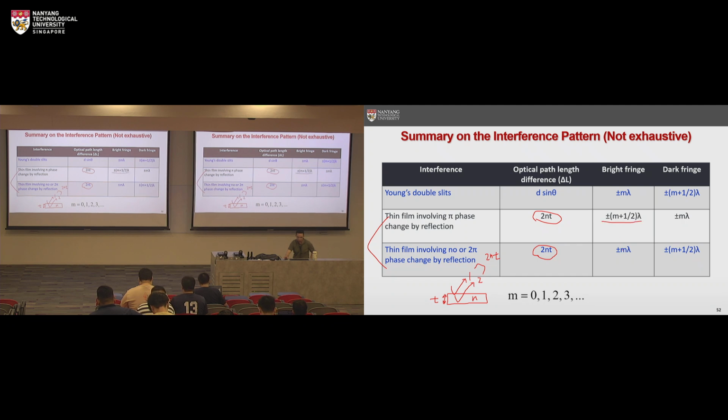But for bright fringe and dark fringe, it is a bit different. If your phase change is 0, then 2nt equals mλ for bright, and (m + 1/2)λ for dark. If your phase change is π initially, then 2nt equals (m + 1/2)λ for bright, and 2nt equals mλ for dark. Okay, so this is one set.